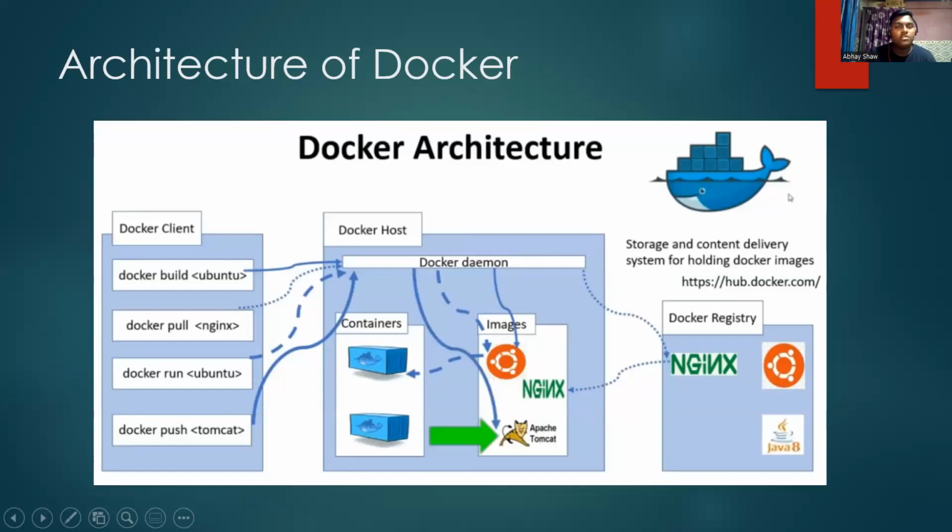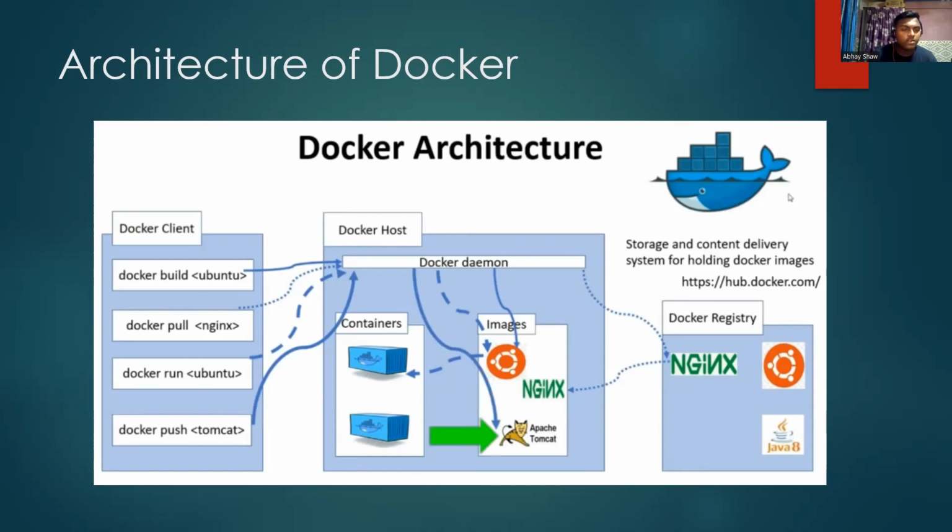Basically, for the architecture of Docker, there are three components. First is the Docker client, second is the Docker host, and third is the Docker registry. Docker can be installed on both Windows and Mac, and to install on the Mac there are a few prerequisites to be installed, like MacPorts and the CLI.